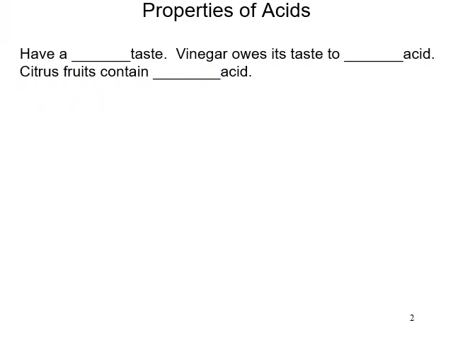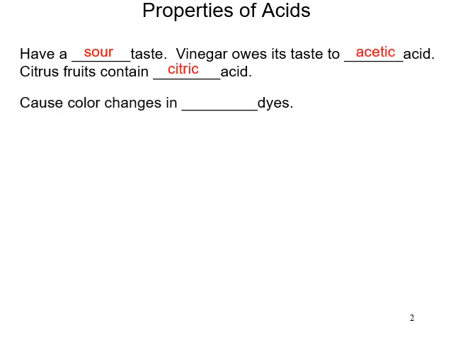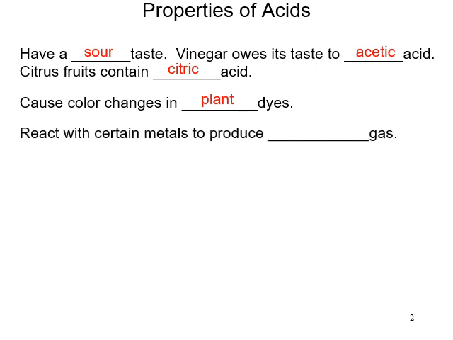Now let's talk about acids. We're starting on the acid and base section. We already learned how to name acids in chapter 2, but let's talk about their properties. They have a sour taste. Vinegar is acetic acid, and citrus fruits are citric acid. What acids do is cause a color change in certain plant dyes, like red cabbage or even radishes. The red on radishes is an acid-base indicator.